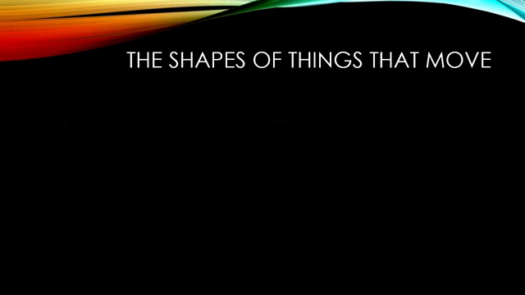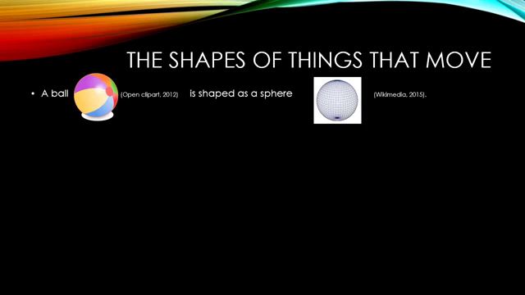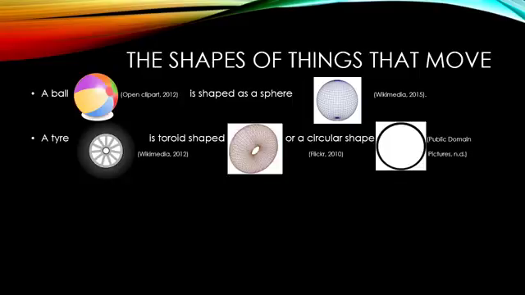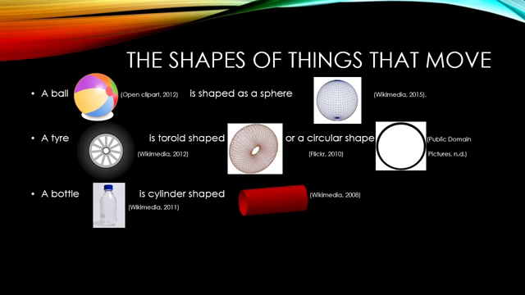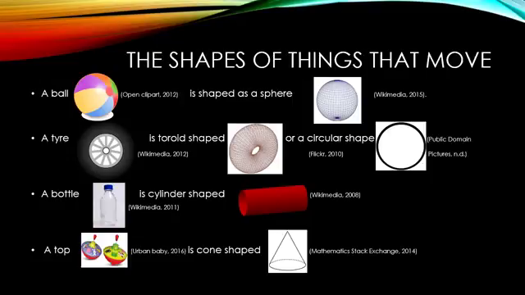So let's start looking at the shapes of these things that move. A ball is similar to the shape of a sphere, so anything similar to a sphere should be able to make movements. A tire is similar to a toroid shape or a circular shape, so anything shaped like a toroid or a circle should be able to make movements. A bottle is quite similar to a cylinder shape, so anything with a cylinder shape should be able to move. A top has a pointy bottom, so it's quite similar to a cone shape, and most probably a cone shape should make movement.